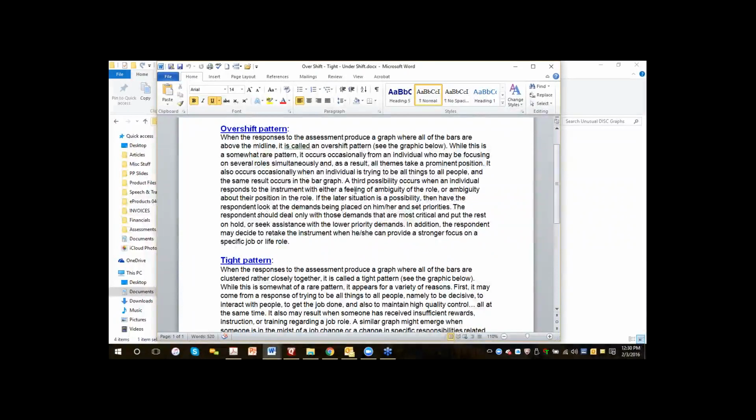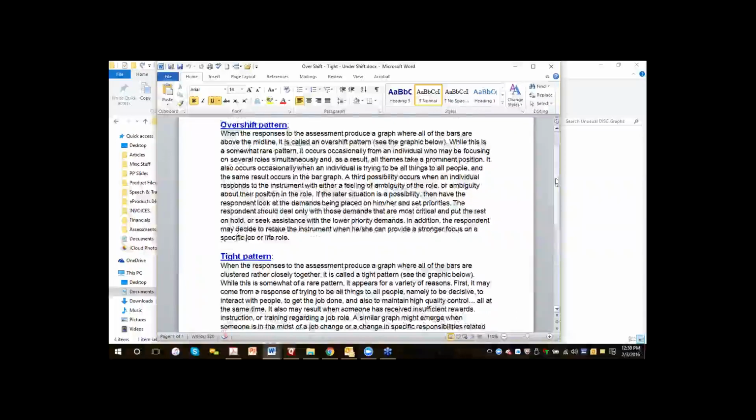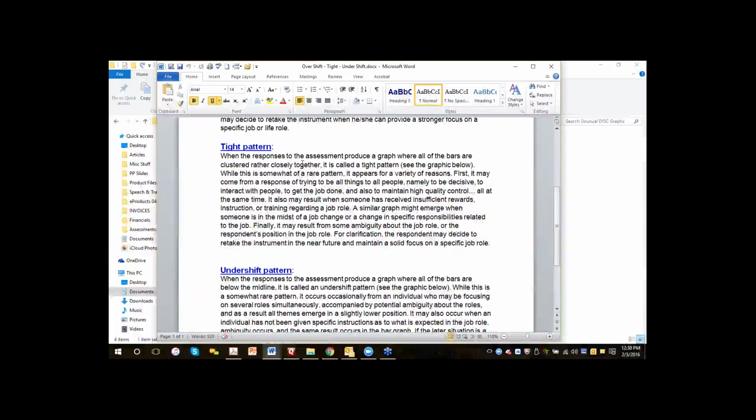When somebody has a feeling of ambiguity in the role they're playing in the company, here's the tight pattern where all the bars are clustered closely together. So there's either one or more above and one or more below, but they're all within the 45 to 55%. This is by far the rarest pattern. I can't even imagine how often I see this.